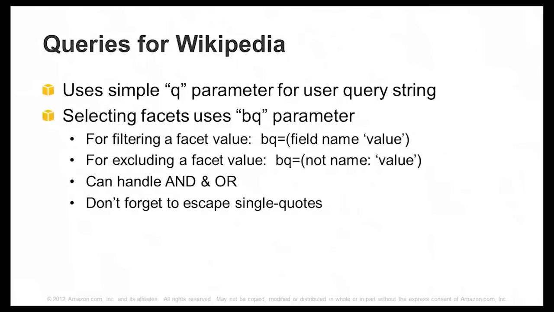Now, queries for Wikipedia, turns out the query was quite easy for CloudSearch. We just take whatever the user entered and put it into the Q field. We use the BQ field for selecting facets, and in the BQ, you can specify the field, the name, and the value, so it'd be like the word field and then title and the value, for including filtering on a facet. And for excluding a facet value, because our user interface allows for both including and excluding facets, you have a not parameter. And you can combine these expressions with and or.